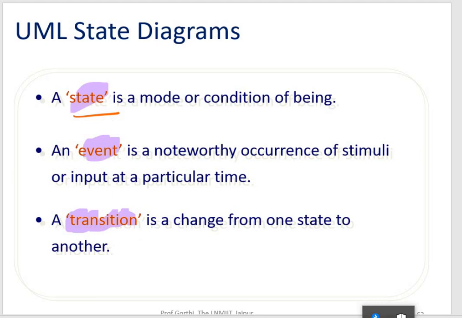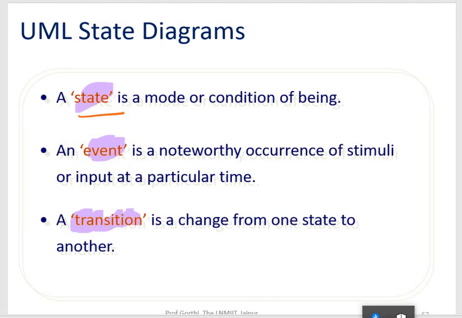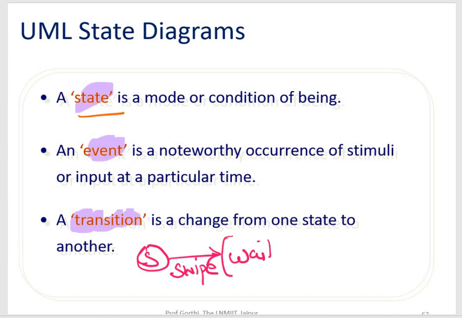A state is a mode or condition of being, and an event is a noteworthy occurrence of stimuli or input at a particular time. And a transition is a change from one state to other. So using these three things, we are going to go ahead with state diagram.